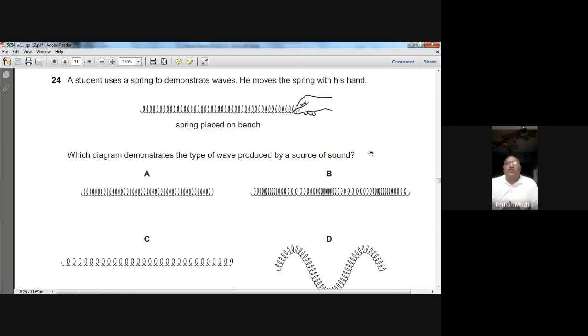And in the rarefaction, the particles of the medium are away from each other. The pressure is low. If you look at the diagram B, in some places the coils of the spring are close to each other, and in some places the coils of the spring are away from each other. So the diagram B is showing the compressions and rarefactions. So B is the choice for question number 24.